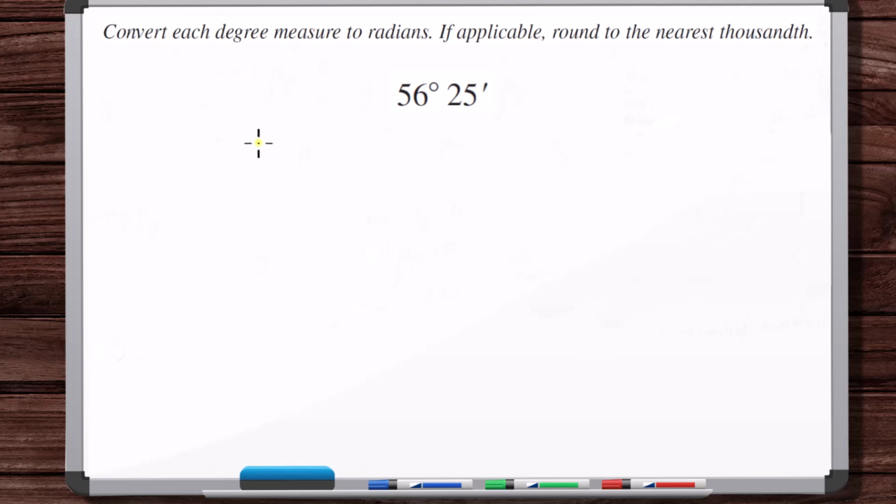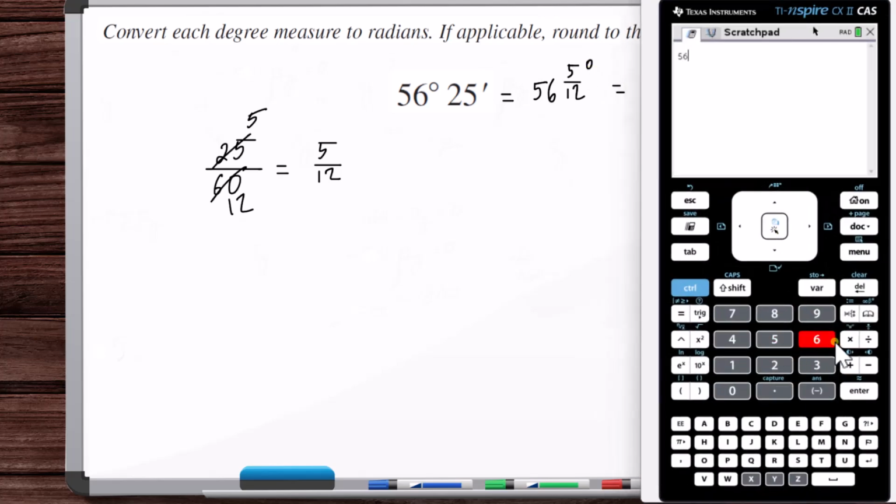56 degrees, 25 minutes. So what fraction of a degree is 25 minutes? There's 60 minutes in a degree. So 25 divided by 5 is 5. 60 divided by 5 is 12. So 5/12. This is 56 and 5/12 degrees. Okay, let's convert that to a fraction, so 677 twelfths.